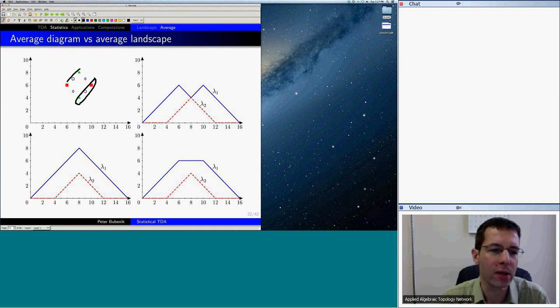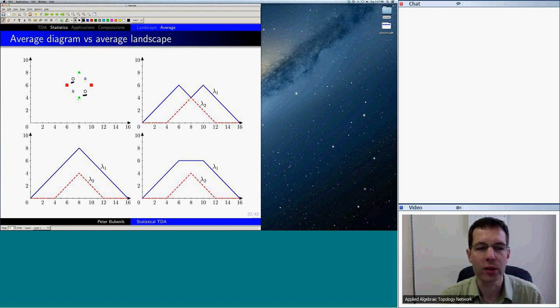I take optimal pairwise matchings, and one of them is this matching here, and then I take the midpoints of those, and that gives me sort of the average of those two persistence diagrams. Another pairwise matching that you can take is this one here, and you take the midpoints of those, then you get the blue ones. Here we see that there are two different averages of those two persistence diagrams.